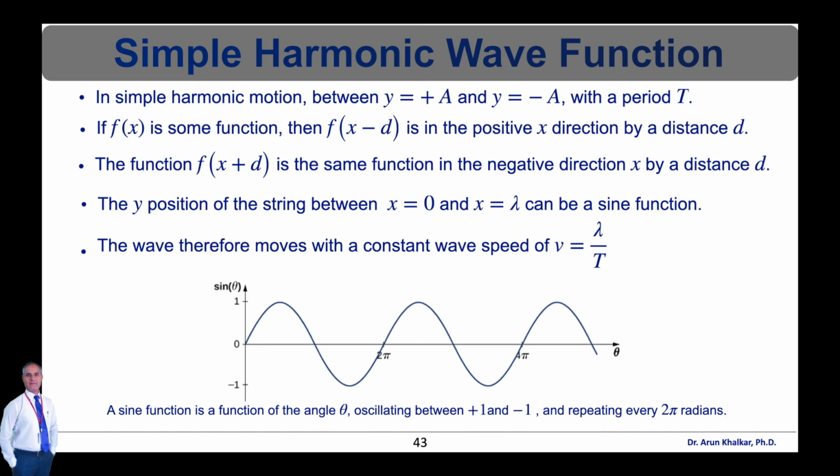Let's recall that a sine function is a function of the angle theta, oscillating between plus 1 and minus 1 and repeating every 2 pi radians. However, the y position of the medium, or the wave function, oscillates between plus A and minus A and repeats every wavelength lambda. So as shown in this diagram, a sine function oscillates between plus 1 and minus 1, repeating every 2 pi radians.